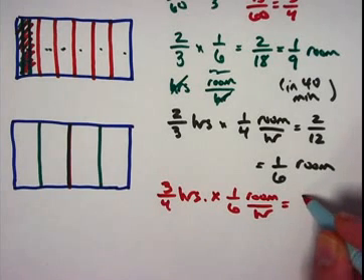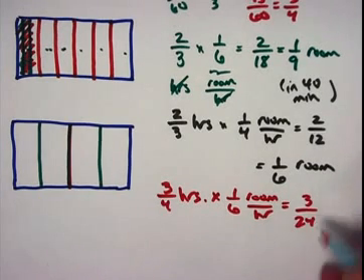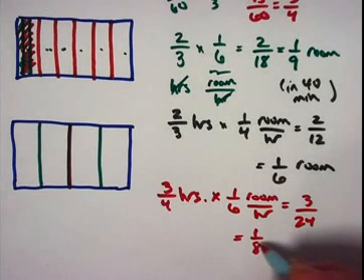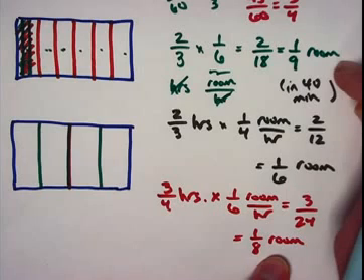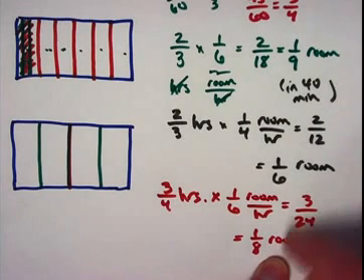3 times 1 is 3. 4 times 6 is 24, which reduces to 1/8 of the room, which, by the way, is bigger than 1/9. Just as a reminder, he can do more of the room in 45 minutes than in 40 minutes. 1/8 is bigger than 1/9.